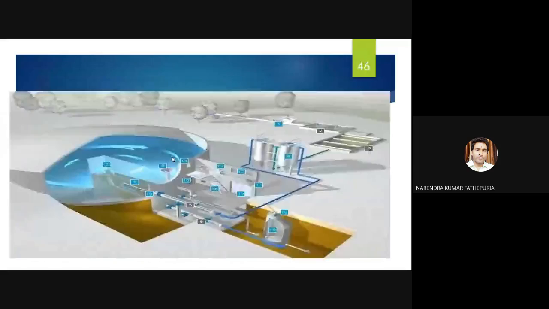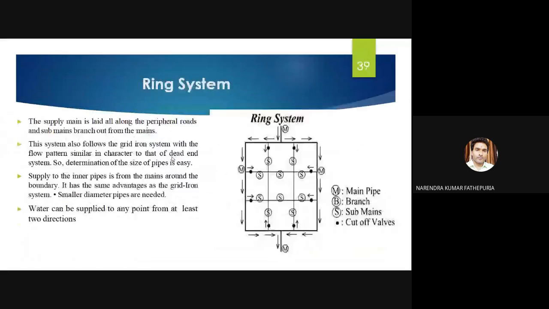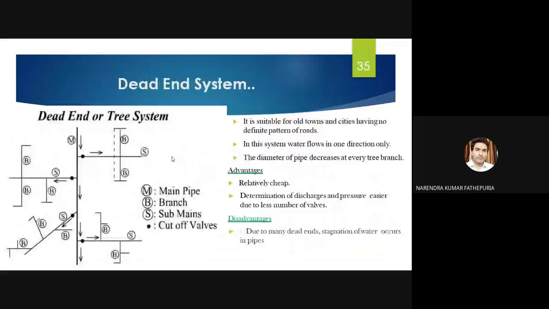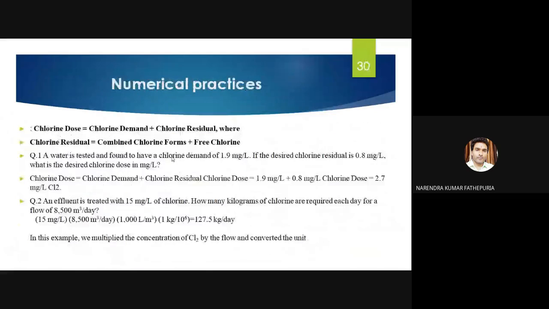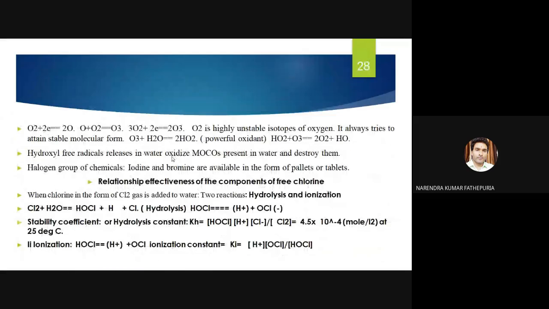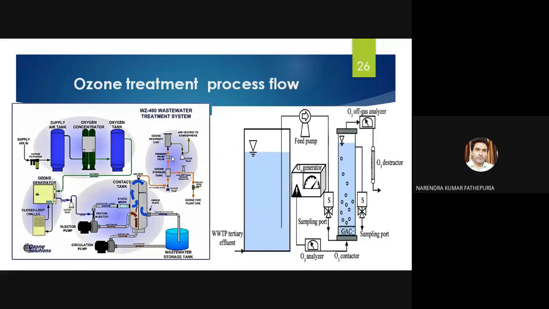In the next lecture we'll continue, but some numericals on chlorination we will do. Just ozonation I will explain a little bit. I will take only 5 more minutes, then we'll wrap up the session. I'm a little bit faster because of the time constraint. Just go through the slides, everything is there. Please note down the important numerical formulas and try to practice numericals on them.